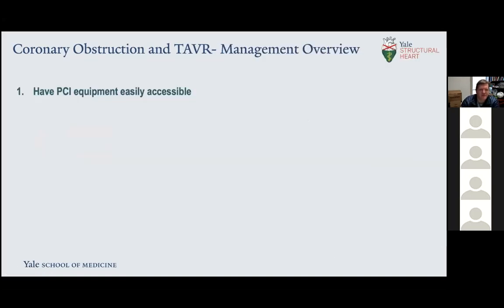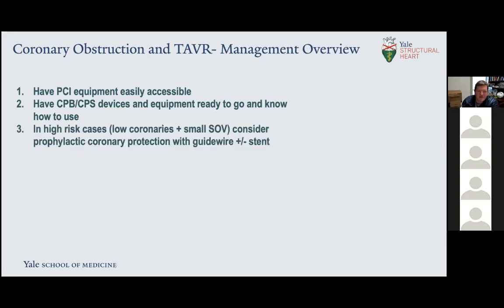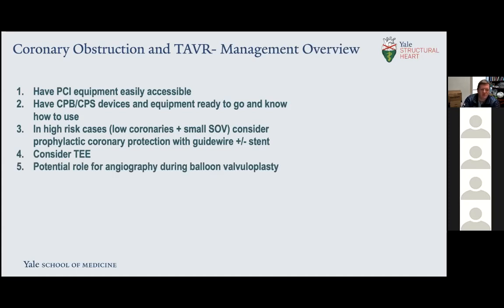So the management of these patients: it's important to have PCI equipment easily accessible, and have either some sort of cardiopulmonary support or balloon pumps ready to go. In high-risk cases, we often consider prophylactic coronary protection with a guide wire and/or a stent. We often, in high-risk patients, consider the use of a transesophageal echo. And also, one thing that can be done is, when you inflate your balloon for your aortic valvuloplasty, there can be a role for taking an angiogram to see if there's flow down the coronaries at that time.